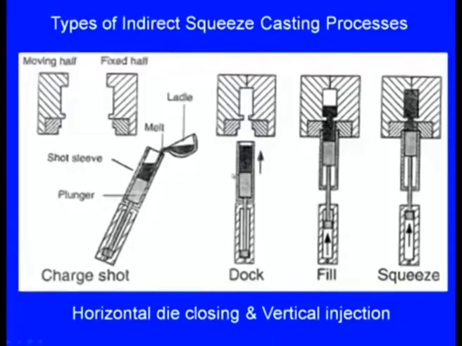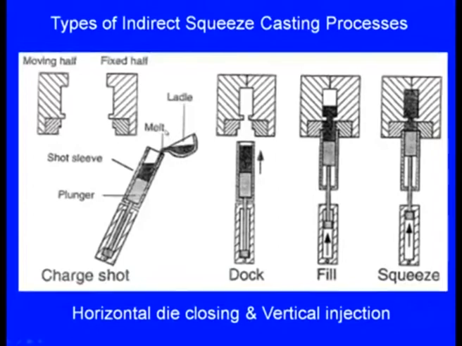So, they will be closing horizontally. Then what will happen? Here we can see this is the molten metal. The molten metal will be injected into the die cavity. Here it is the vertical injection. Then after injection, the pressure continues to be applied till the solidification is over. After solidification, the dies will be withdrawn and the solidified casting will be taken out. So, here it is the horizontal die closing and vertical injection.